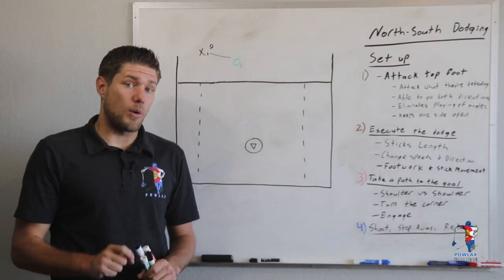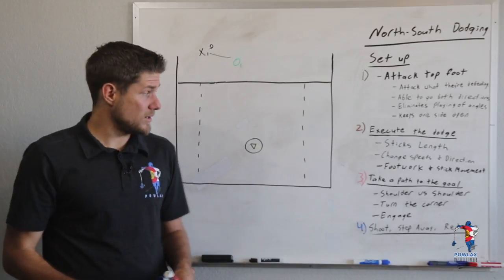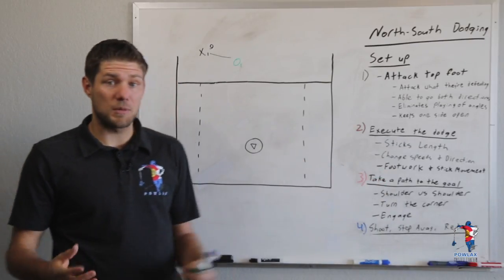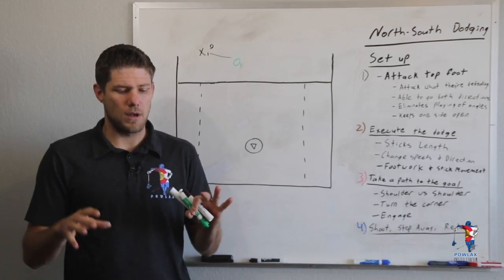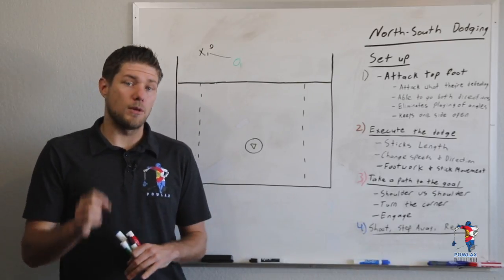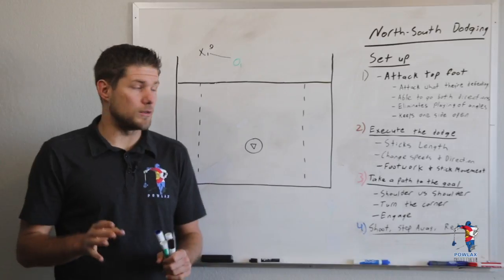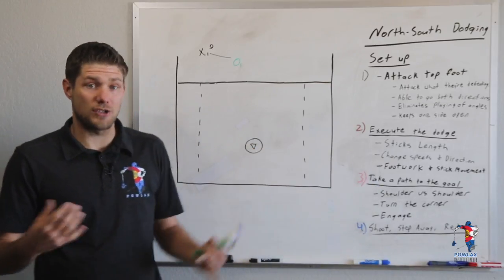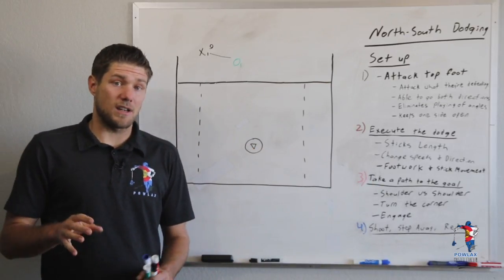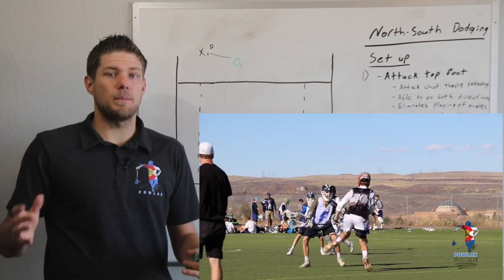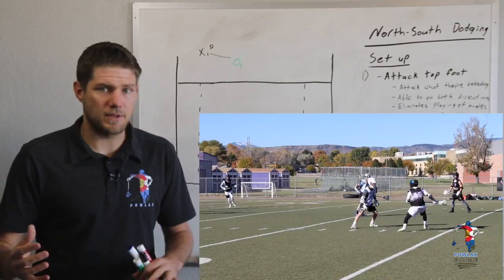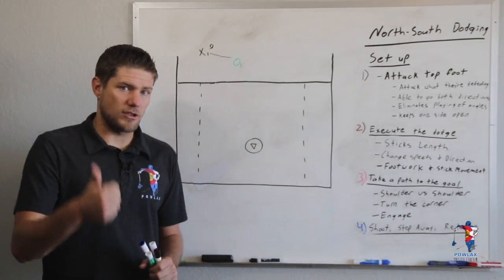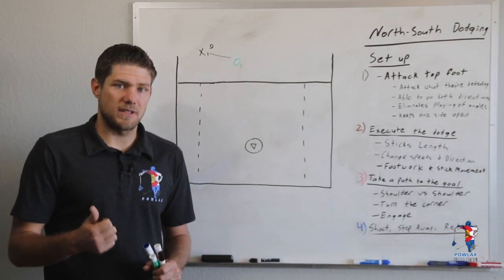Now, the most important part about executing these dodges is footwork. A lot of people think it's how the stick moves, whether you're face dodging or splitting. But the most important thing is the footwork that we use so that we can change speeds and change directions. So in a lot of these dodges, you'll see players who are skipping, or doing other things with their feet, like taking three steps. And those are all so that they can change speeds and change direction using the same footwork.